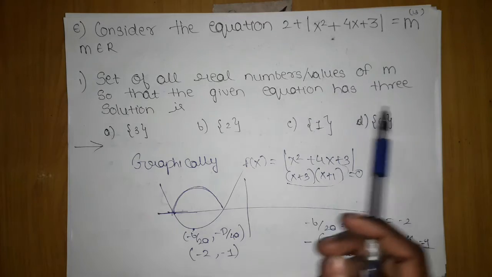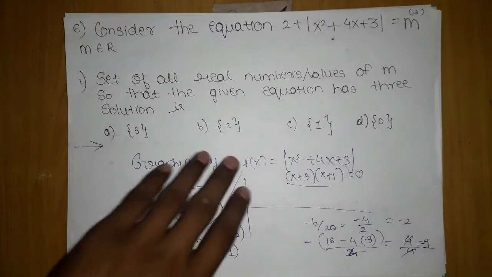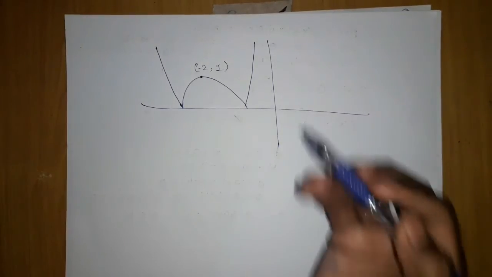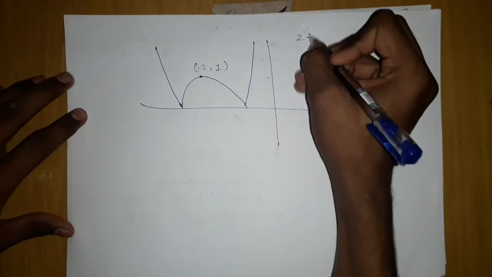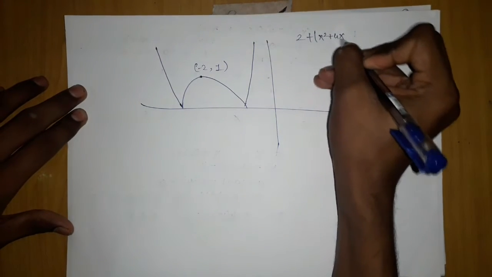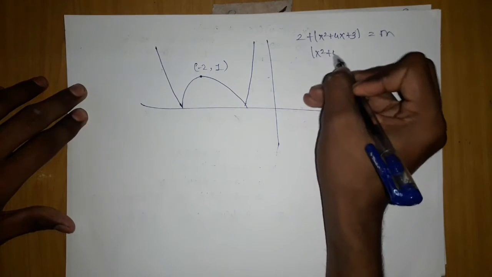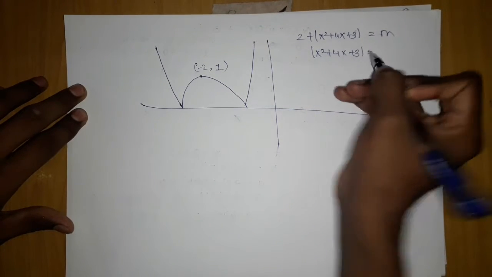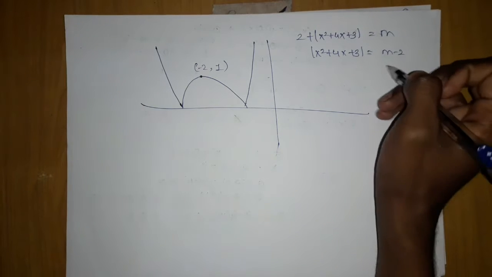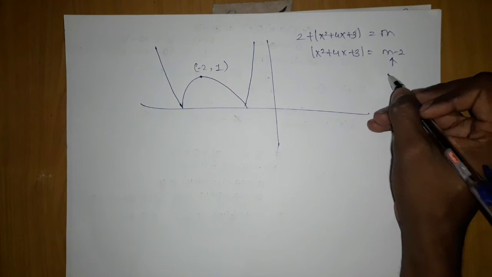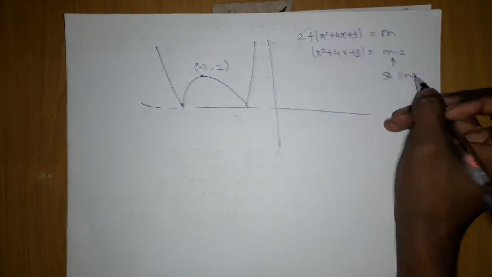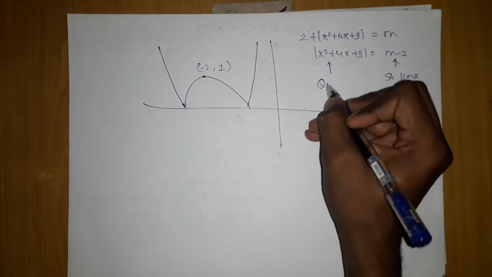Set of real values of m. It has 3 solutions. Now let's just evaluate. This was the modulus function x square plus 4x plus 3, and this was m. This is the modulus of the quadratic x square plus 4x plus 3, and this is m minus 2. What do you see from here? This is a straight line, and this is a quadratic.